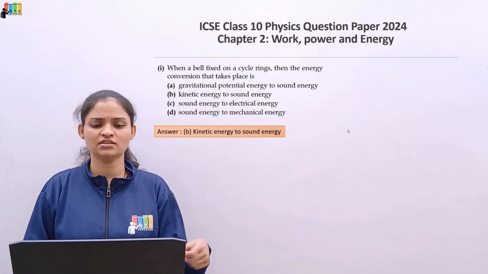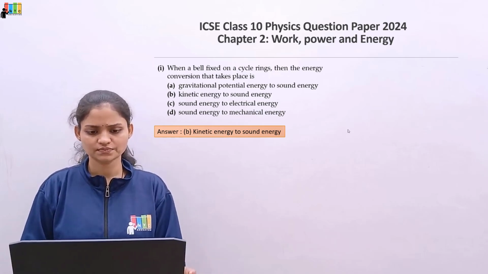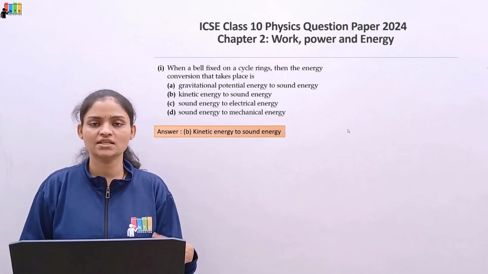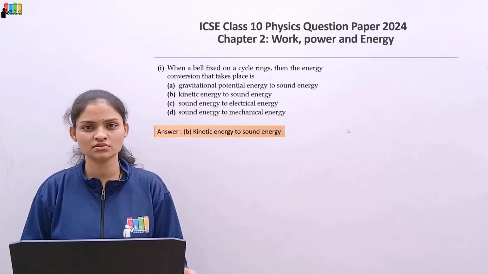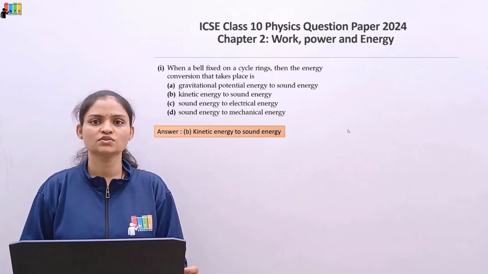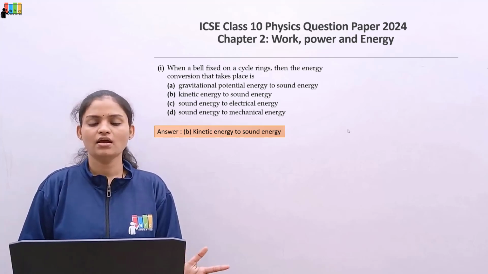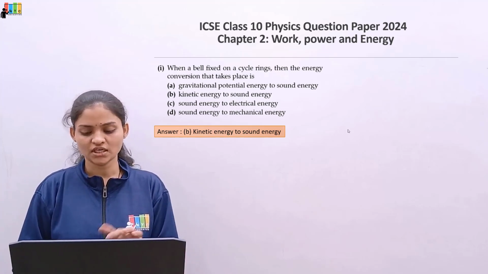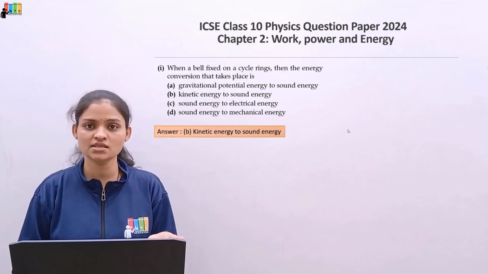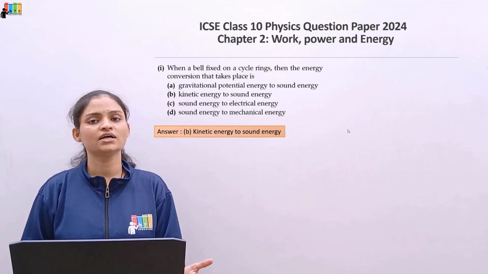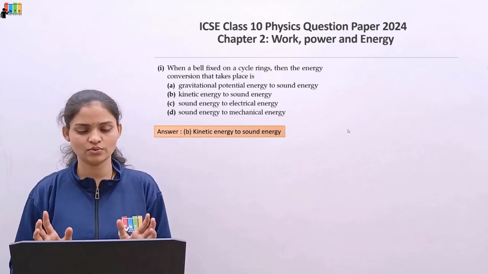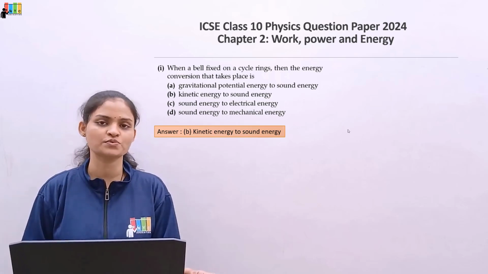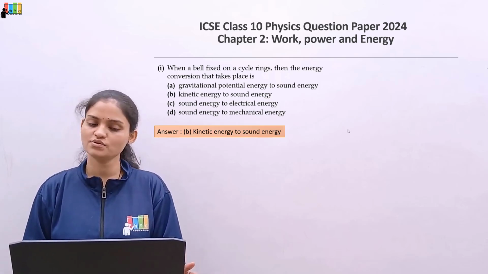It's very easy. When we are on a cycle and the bell rings, what happens? We provide some motion to that ring, so there is kinetic energy, and ultimately when the bell rings, we hear it. So it is conversion of kinetic energy to sound energy. So the correct option is option B, kinetic energy to sound energy.